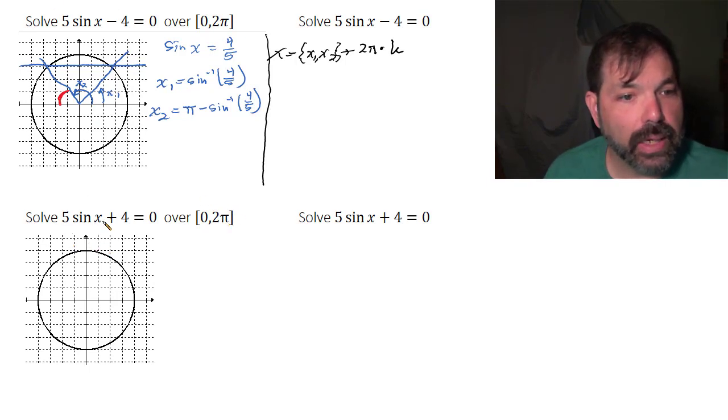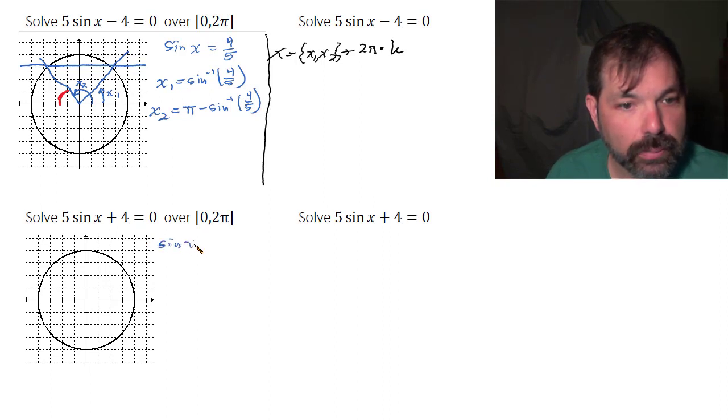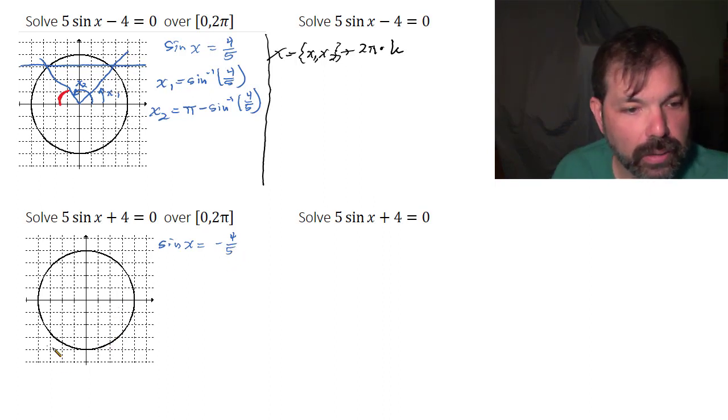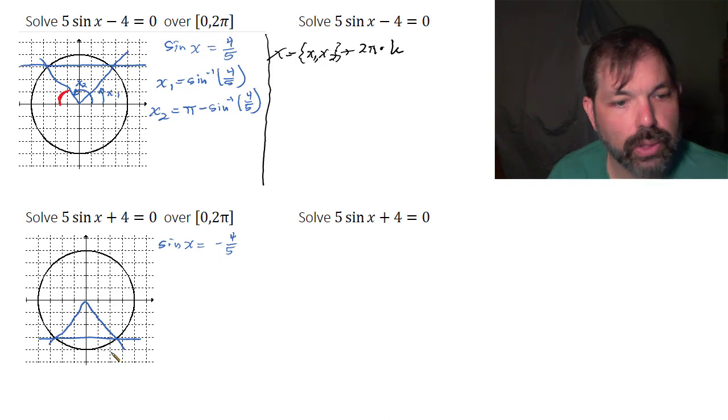Now, 5 sine x plus 4 equals 0. That's equivalent to writing sine x is negative 4/5. Now, this is the trickiest one, when the sign is negative. So we again think about, here's where the b coordinate is negative 4/5. So then we get two angles. There's one. There's two.